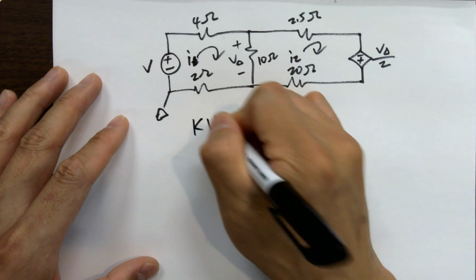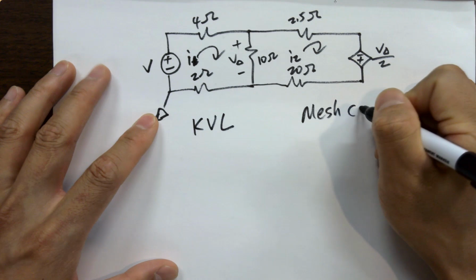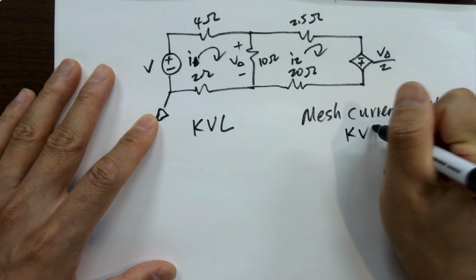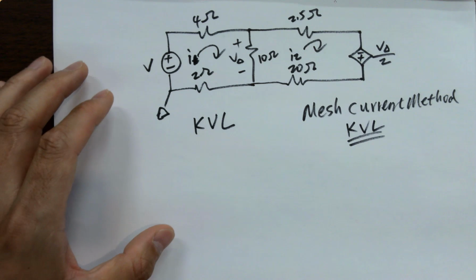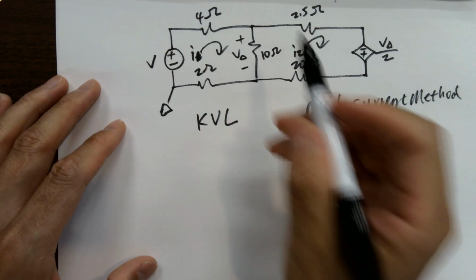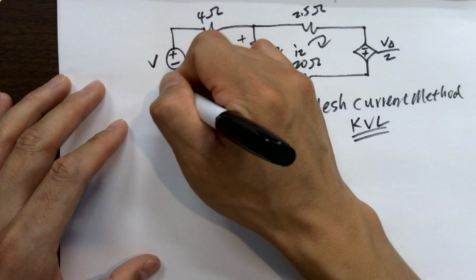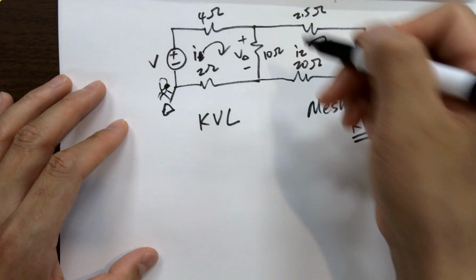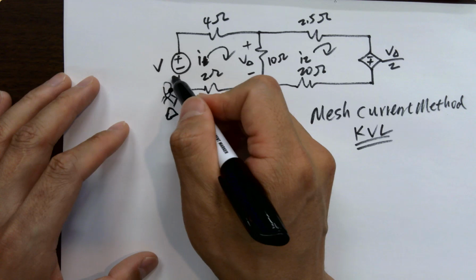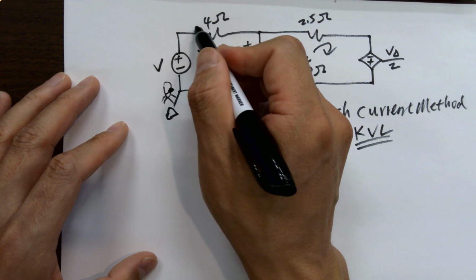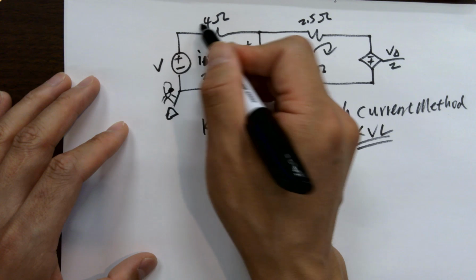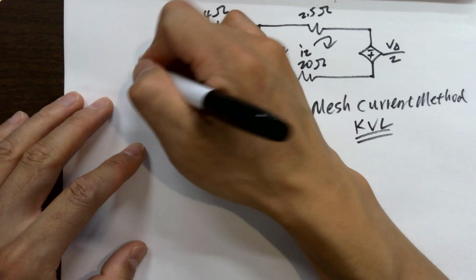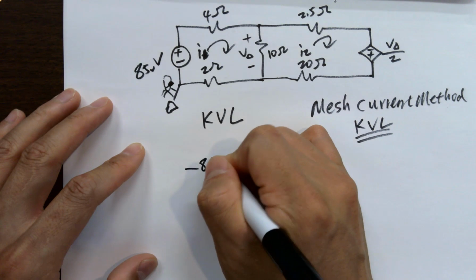Now use KVL. Remember, the mesh current method is actually using KVL, but the node voltage method uses KCL, right? So with KVL, you start traveling through the mesh from one point. From here, for example, you can start from any point, doesn't matter. Starting from here, if you see a negative sign, you put a negative sign in front of the voltage. If you see a plus, you put a plus sign in front of it. So this one is minus V. V is 85 volts, so this will be negative 85, right?